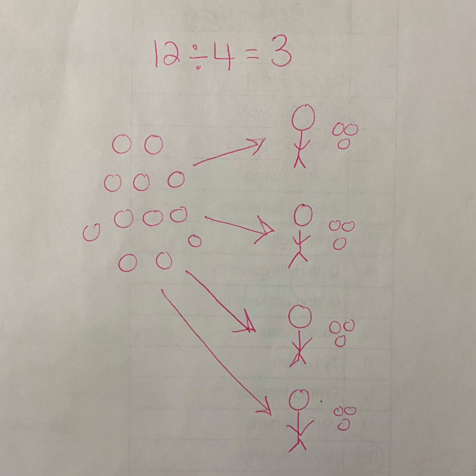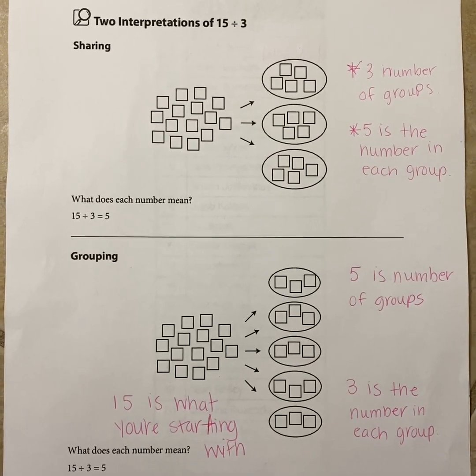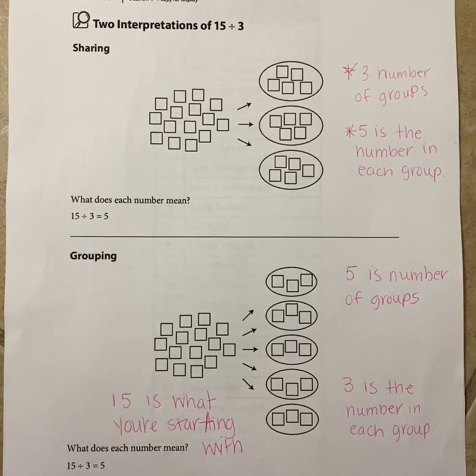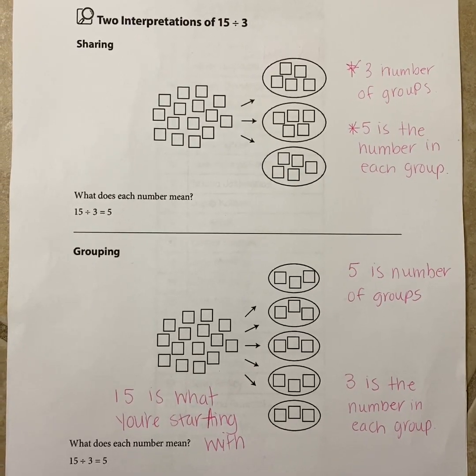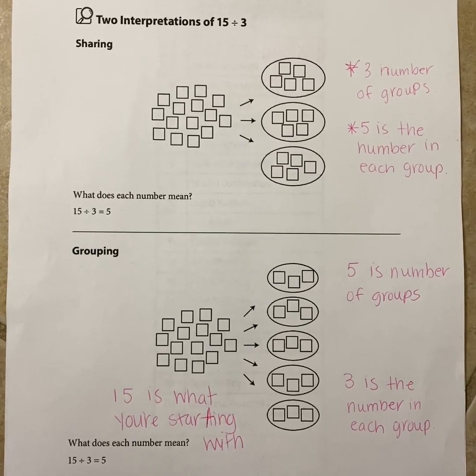Well, we know 12 is the number of cookies, 4 is the number of groups, and 3 is how many each group gets. So if we go back to our organizer, hopefully you'll see that this is definitely a sharing problem because we know the number of groups. We just need to know how many each group gets. So this is a sharing problem.